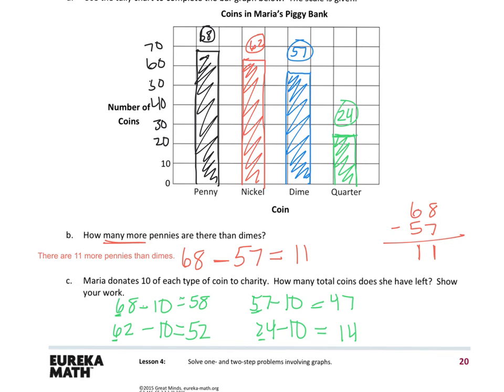Now, to find out how many coins she has left, I would just add 58, 52, 47, and 14. And that'll get your answer. Let's take a look at page 2.